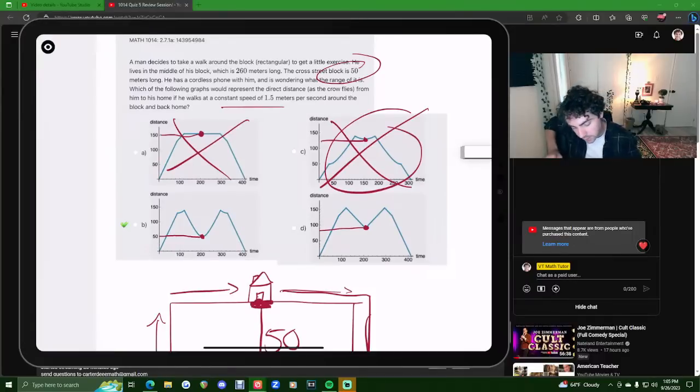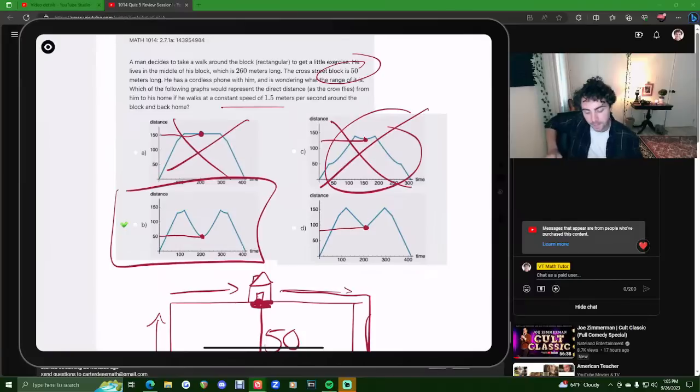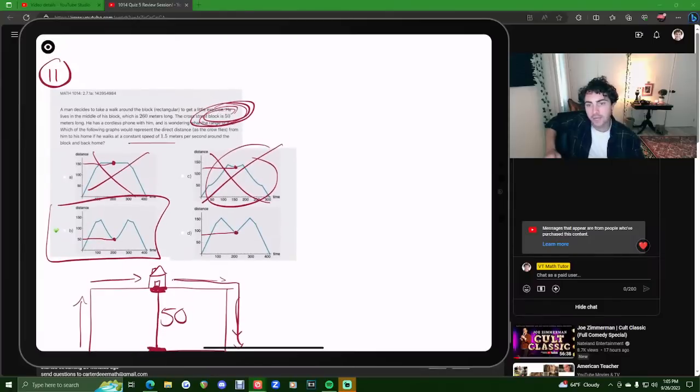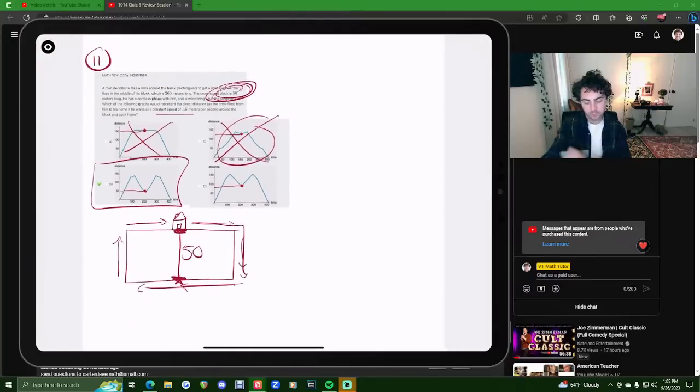So that's my trick for this one. Just look at the halfway point and just know that it should be the distance of the cross block. You don't have to draw this every time. Just know that halfway through, the y value on the graph should equal the cross street block distance. Okay? Or length, whatever. That was number 11.